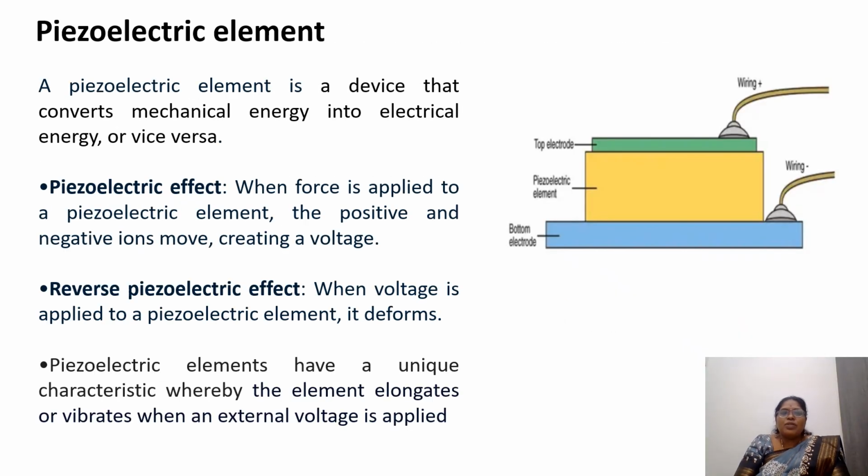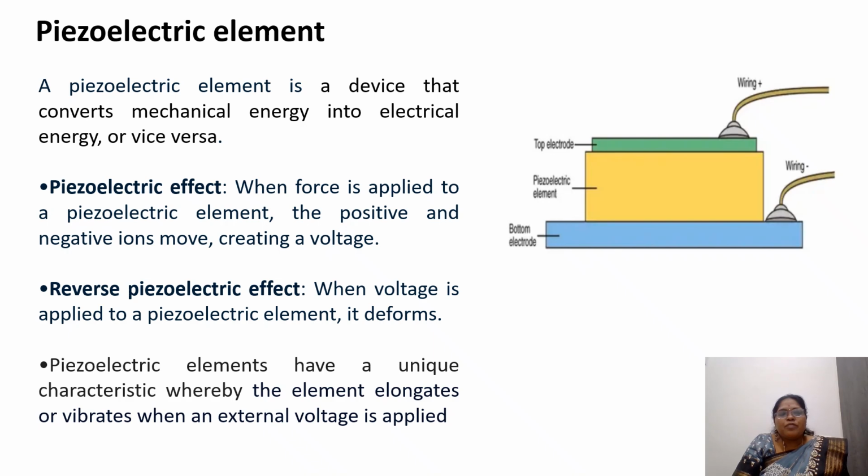So next one is the piezoelectric element. We can also use a piezoelectric element like quartz. This one is the top electrode. You have two electrodes: one is the top electrode, and this is the bottom electrode. In between these, you have a piezoelectric element, quartz, placed. And you have the connection for the top and the bottom.